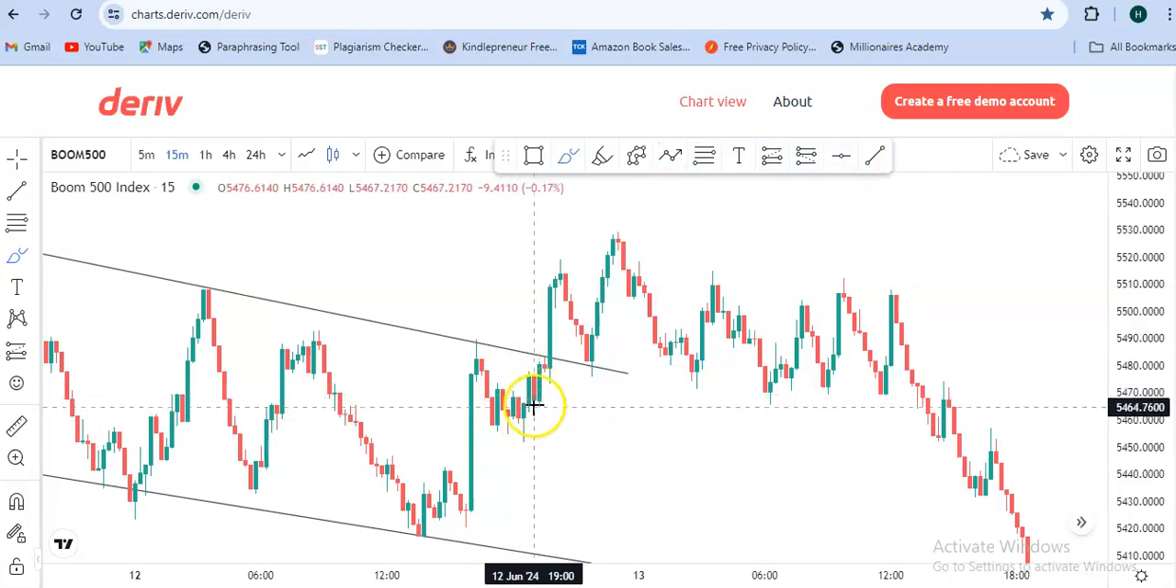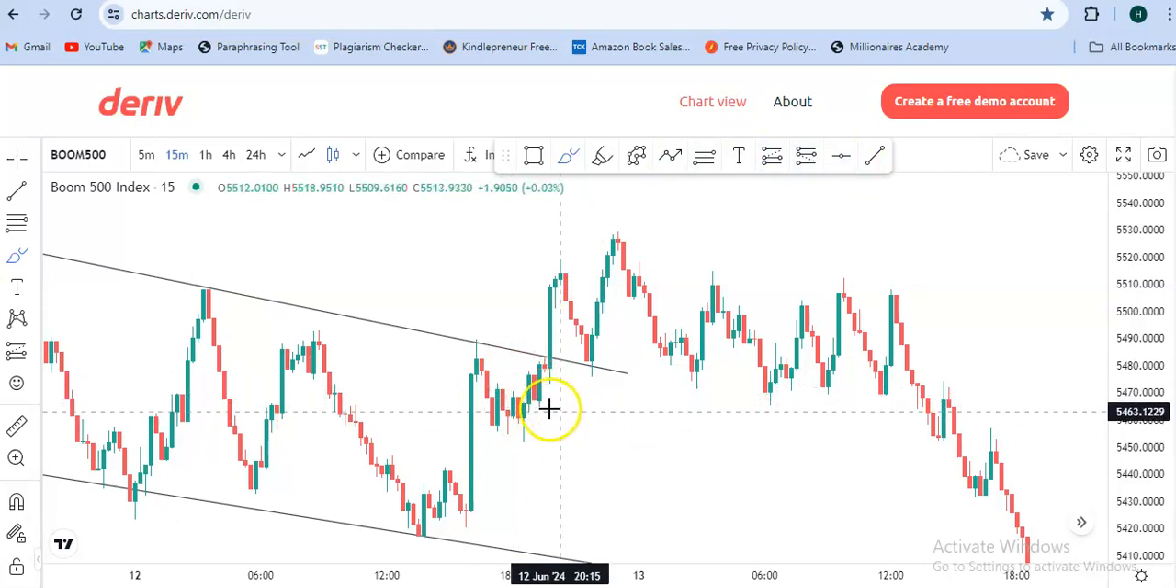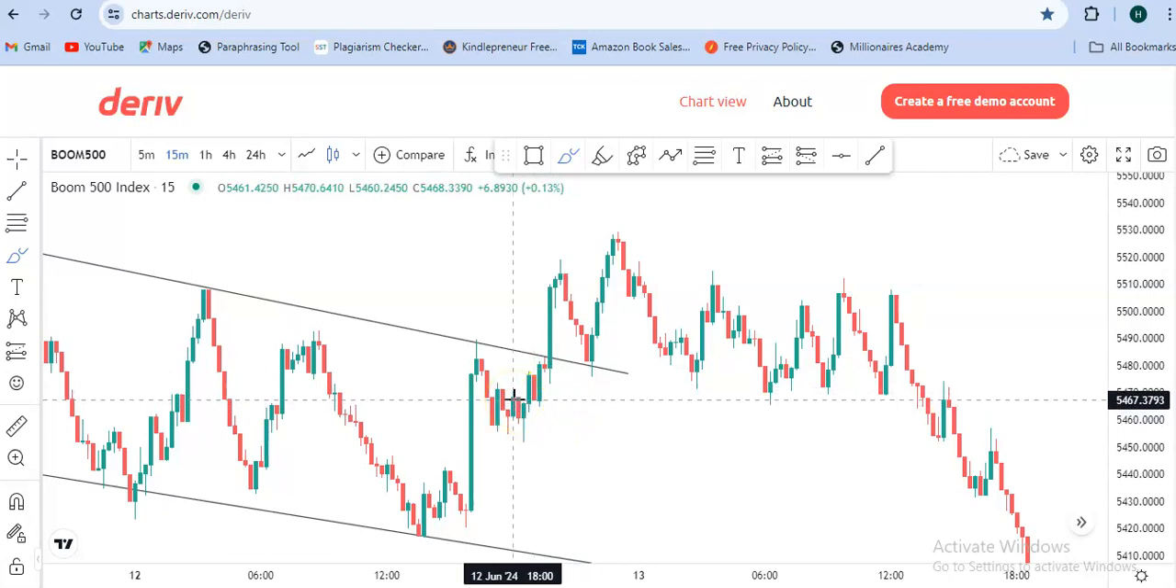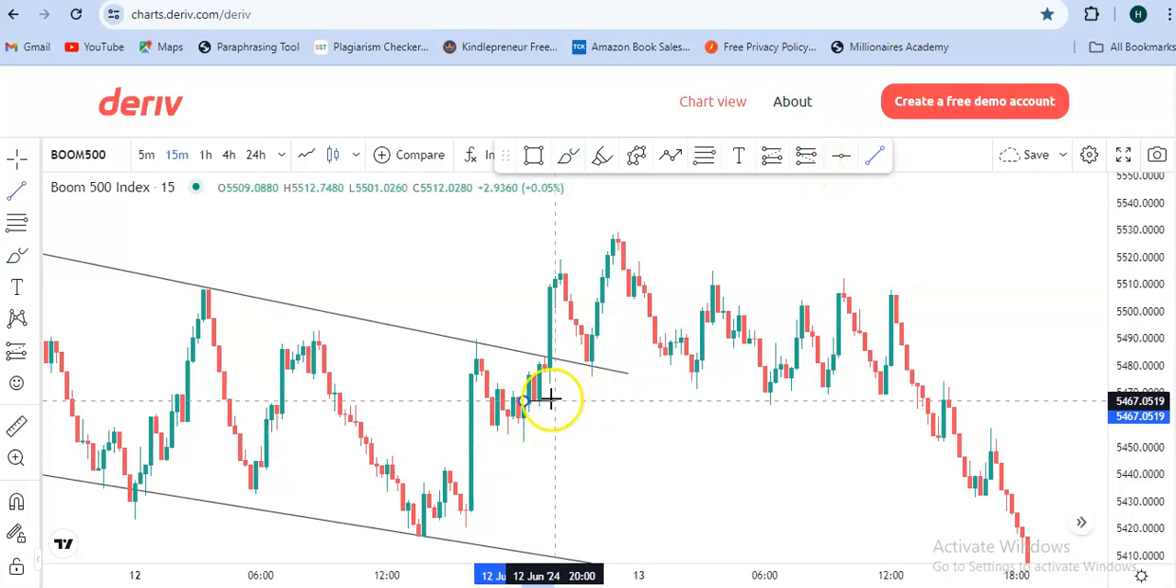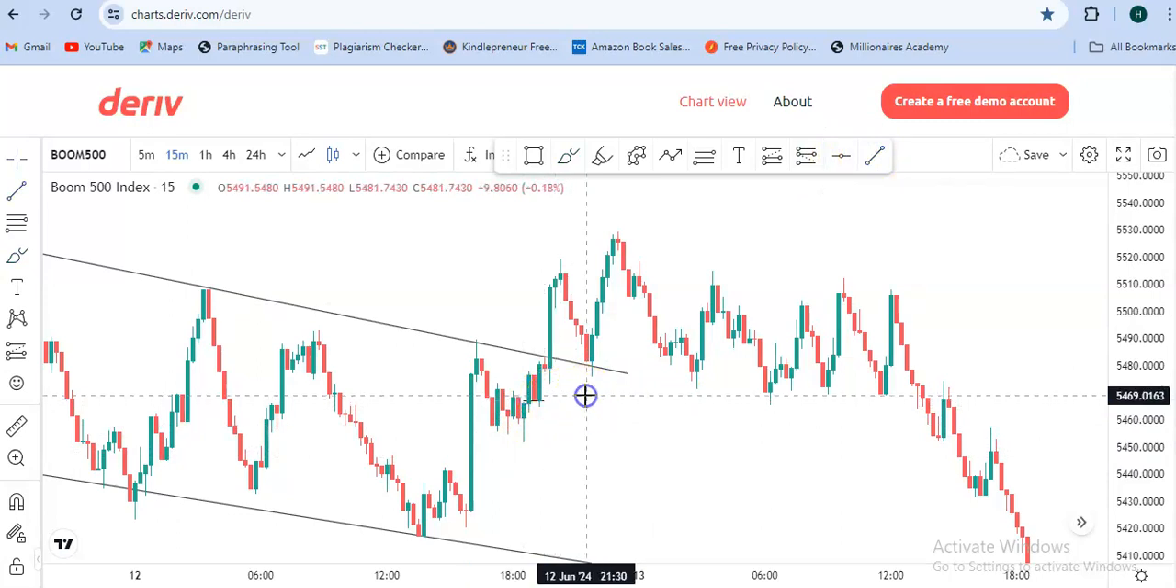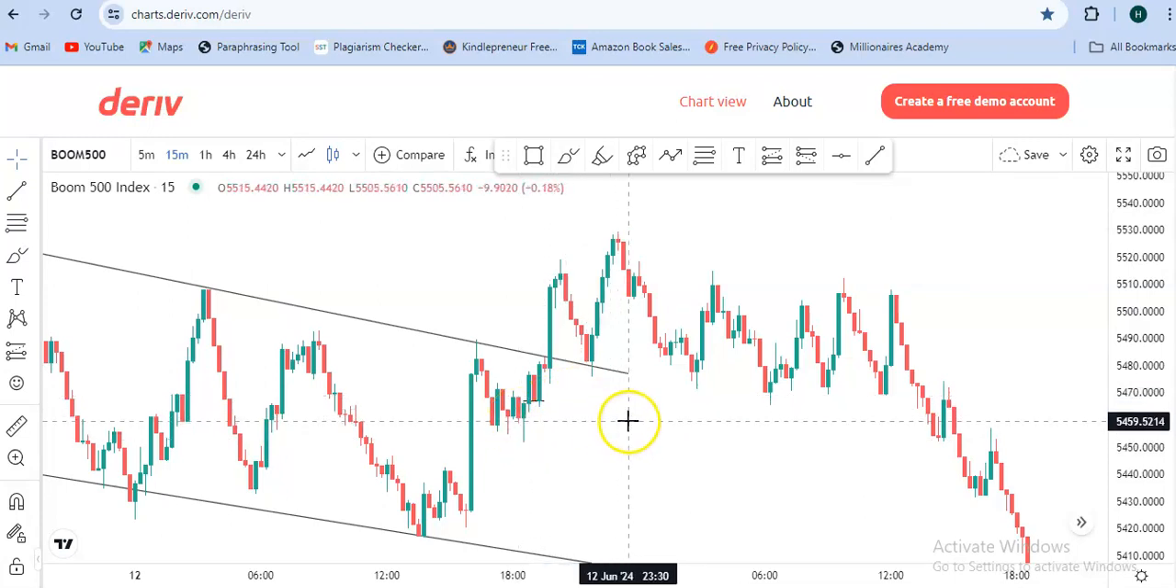Immediately after this bearish candlestick right here, I entered the trade immediately at this point. Maybe let me draw a line to indicate when I entered the trade. I think I entered the trade right here. That's where I entered the trade. Now, the reason for me entering the trade is this.